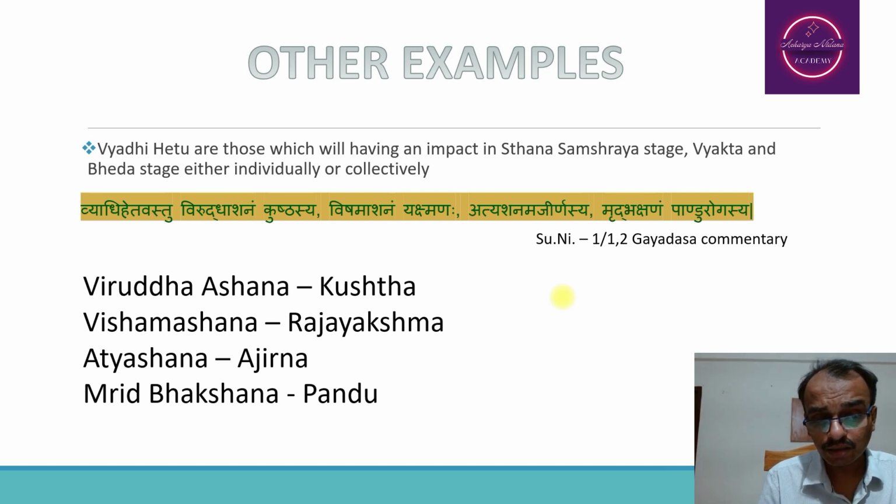In the sense, Viruddhashanam Kushtasya: if the person does Viruddhashana, that is considered to be Vyadhi Hetu. Straight away it will be responsible for Kushta Roga. The Vishamashana will be responsible for the manifestation of Raja Yakshma. Atyashanam Ajirnasya.